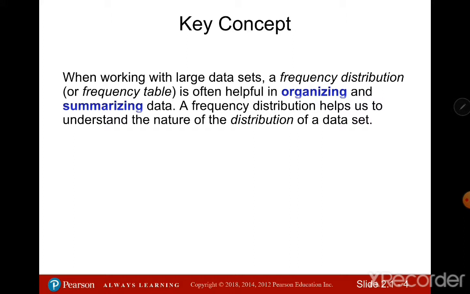Okay, so why should we learn tables and graphs? Because when we have large data sets with lots of numbers, and we want to learn the general information of the data set, it's very helpful to use a table or graph to help us summarize the data. So let's talk about the frequency distribution. How can a frequency distribution help us understand the shape and nature of a data set?